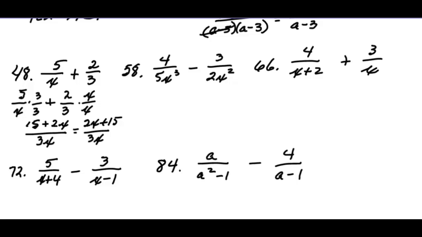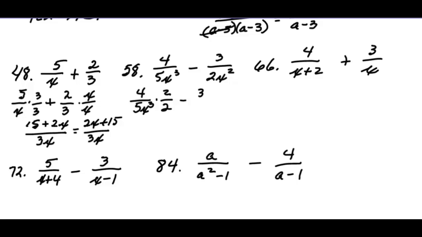Now in the next one, number 58, you'll notice we do have x terms in both denominators. The numbers 5 and 2, the common denominator there is going to be 10. And because we have x cubed, we just need to add an x to our second term. So what we have in the first term is 4 over 5x cubed. And our common denominator is going to be 10x cubed. So all we have to do is get to the highest power.